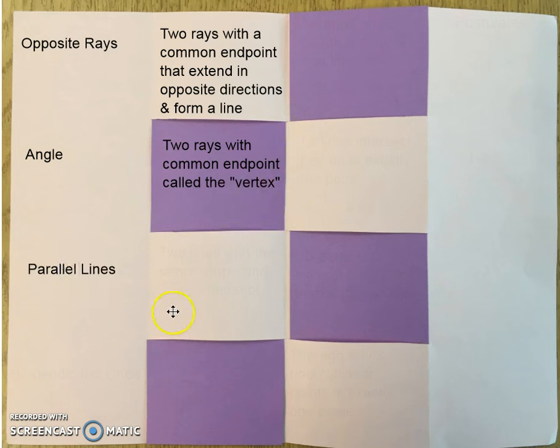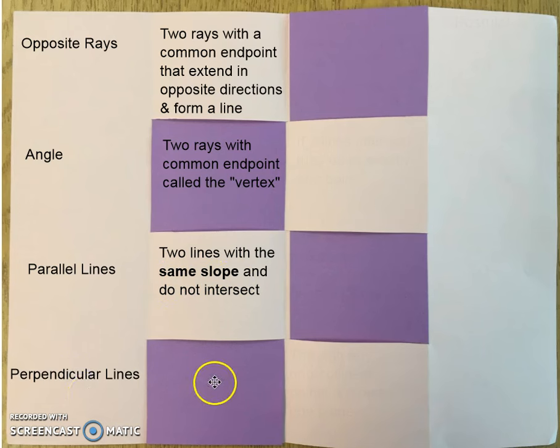Next we have parallel lines. Parallel lines are two lines with the same slope and they do not intersect. This is something that you learned about in algebra last year. You learned about parallel and perpendicular lines and what their slopes look like on a coordinate plane. Well, remember that parallel lines have the same slope. You might guess what's coming up next. That's perpendicular lines. Perpendicular lines are two lines that intersect at a right angle, and remember, right means 90 degrees.